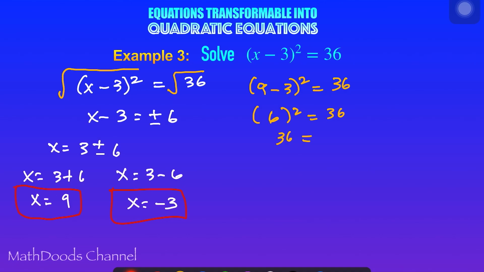negative 3 minus 3 square is equal to 36. Dito, same signs add and keep. So, negative 3 plus negative 3 is negative 6. Square is equal to 36. Negative 6 times negative 6 is 36. So, the equation is balance.